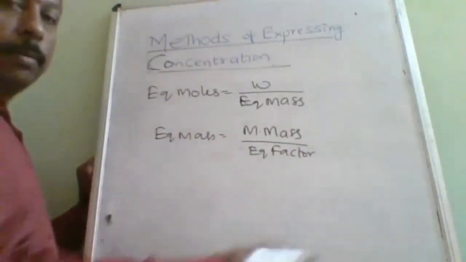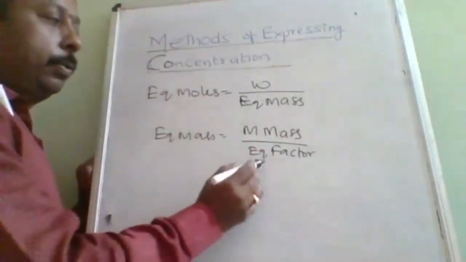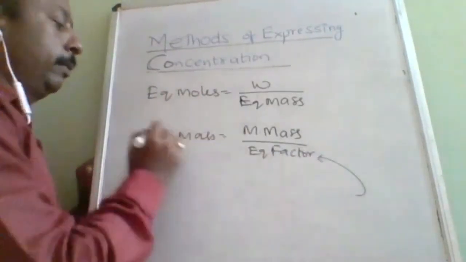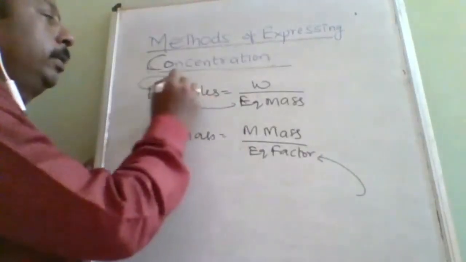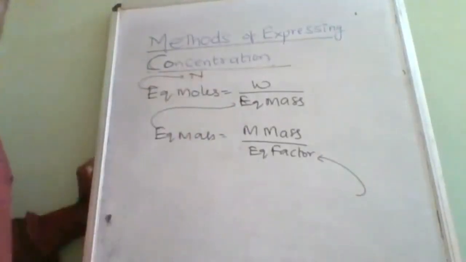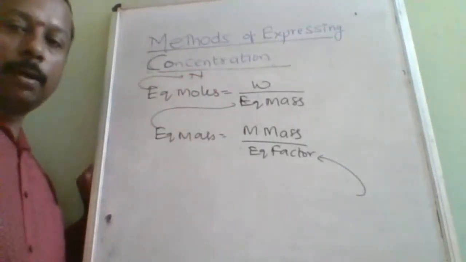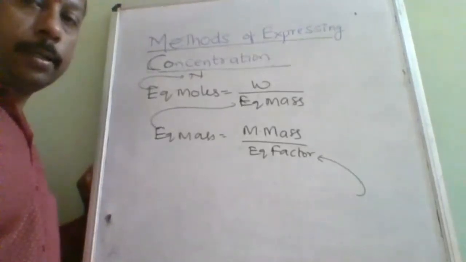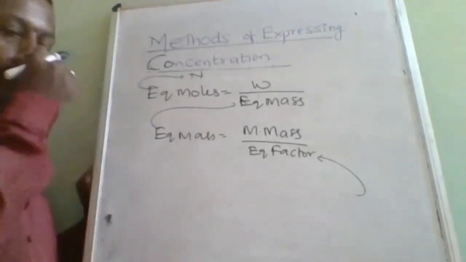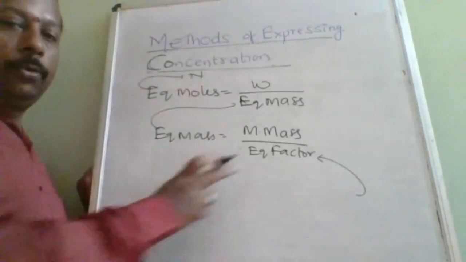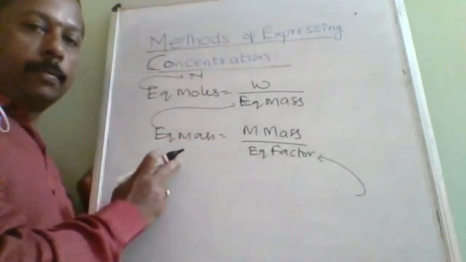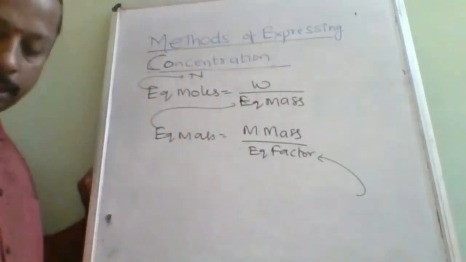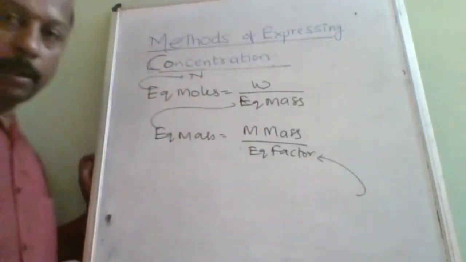So you should go from the bottom to the top. First you should know the equivalent factor. Then what will you get? First you will substitute the equivalent factor, then you will get the equivalent mass, then with the equivalent mass you will get normality. So getting normality is not an easy task. It is a very, very difficult task. Normality: first you should know the equivalent factor. By using equivalent factor, what will you find out? Equivalent mass. By equivalent mass, what will you find out? Equivalent moles. So that is the main problem with normality.